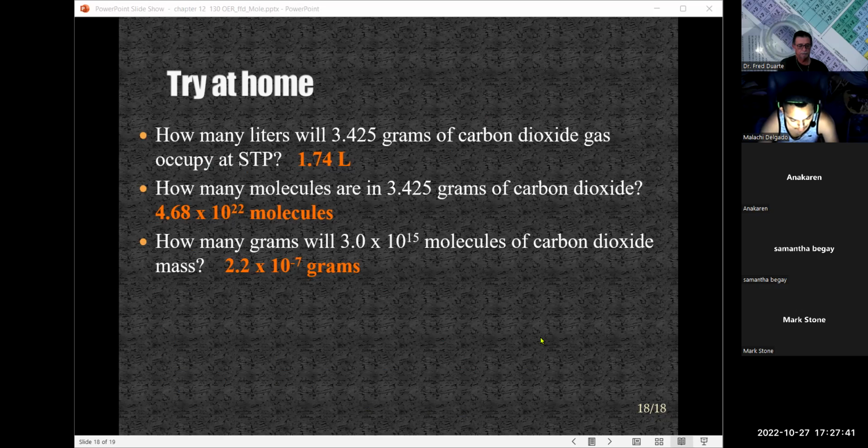And then finally, if you have 3.0 times 10 to the 15 molecules of carbon dioxide, how much will they weigh? Okay. And you should end up with 2.2 times 10 to the -7 grams. See how tiny that number is? But you have an extremely large number of molecules. And that to me is what just mind boggles me with respect to our model of the atoms and how small these guys are. Extremely small. And imagine, if you will, all of the carbon dioxide on Earth. Imagine if you could figure how many individual molecules there are.